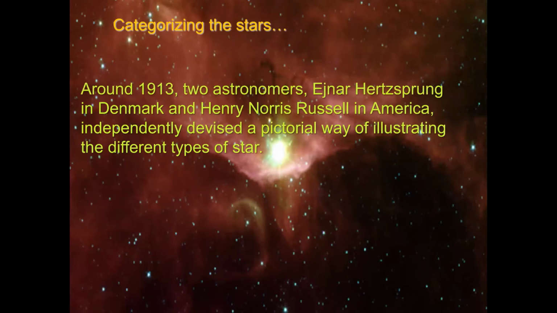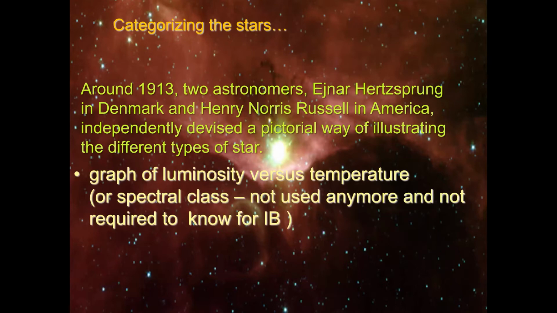So with the help of all these women, these Harvard computers, and other people around the world, around 1913, there were two astronomers, Hertzsprung in Denmark and Henry Norris Russell in America, and they basically came up with this way of representing what we know about stars. It's called the Hertzsprung-Russell diagram, and you're going to see it in the next slide.